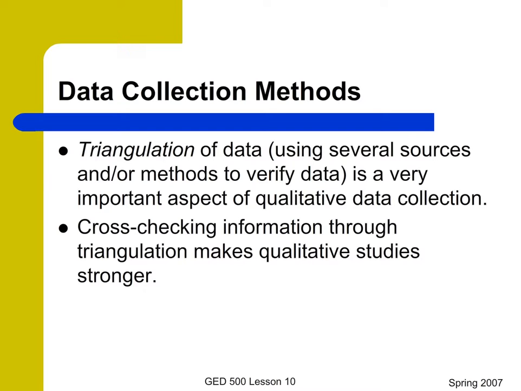Now, one thing that makes qualitative data a little bit stronger is what's called triangulation. So triangulation means that you're getting several sources and methods to verify your data. So really this means using different types of data. So if I'm using interviews, I want to back that information up with something else.